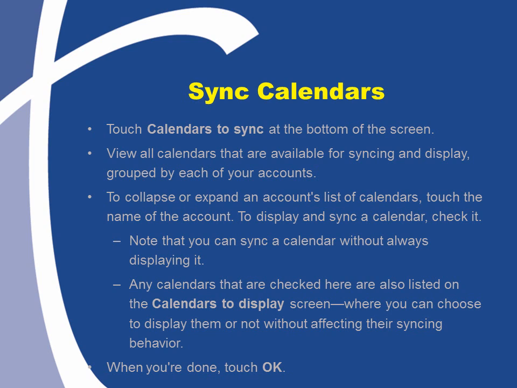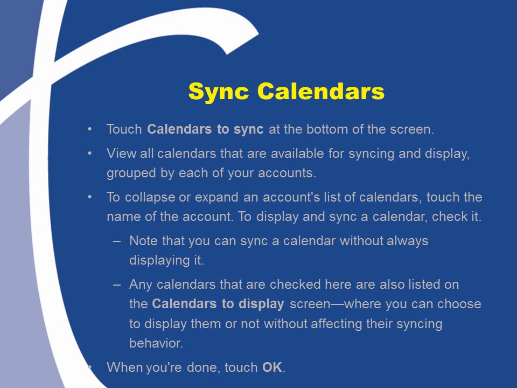And they'll be grouped by each of your accounts, and they should match exactly what you have in your Google system with the Catholic Charities San Bernardino Riverside account. Now you can collapse or expand the list of calendars. Just touch the name of the account and it'll display those calendars there. And if you want to display and sync it, you'll see that there's an option for the checkbox. Go ahead and check that.